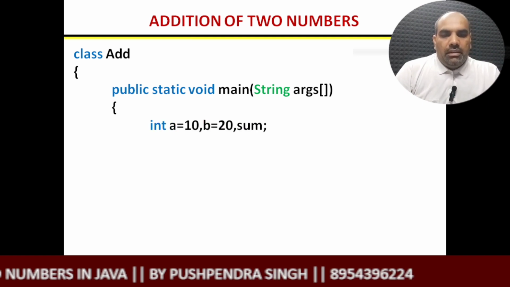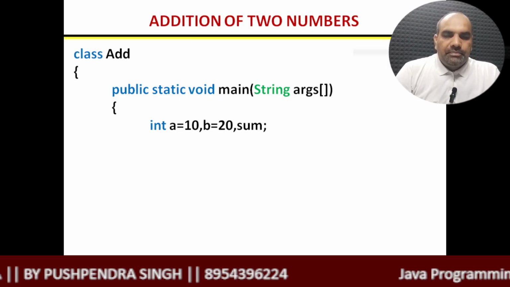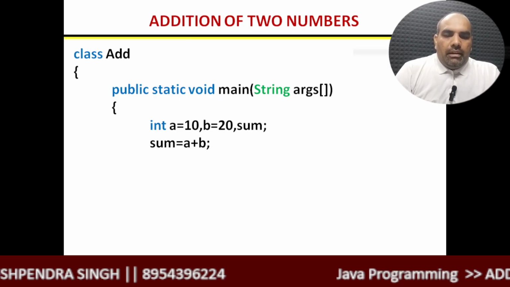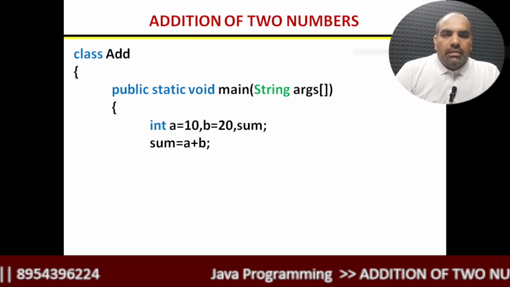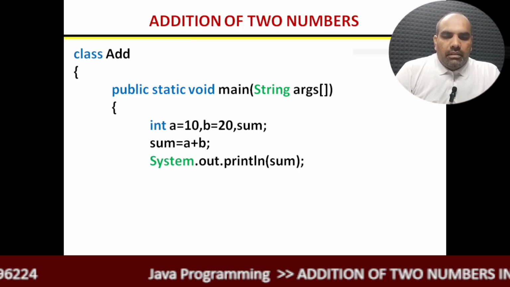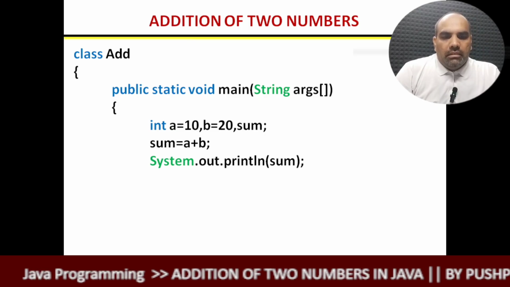First we take integer a equal to 10 and b equal to 20, comma sum. And sum equal to a plus b. The value of a and b after the addition exists in sum, then System.out.println(sum). So what is the value of sum over here? 30. Yes.